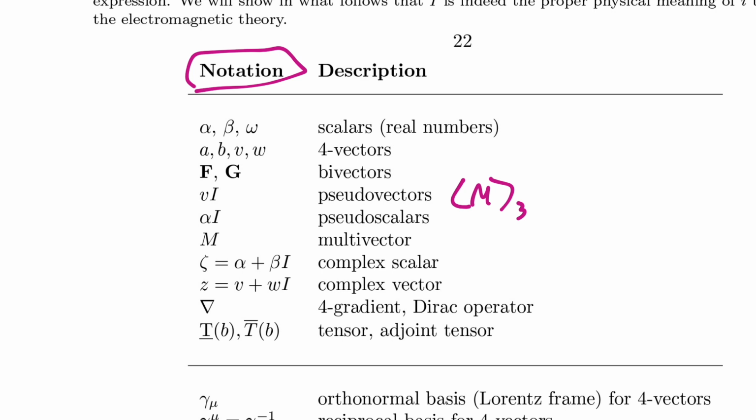We haven't learned that yet, but we have learned about the pseudoscalars, right? A real part times this pseudoscalar basis vector. So we know about pseudoscalars. Multivector, we know the symbol for a multivector is just a Roman uppercase letter. Then there's this notion of a complex scalar and a complex vector. So we have not studied those two yet.